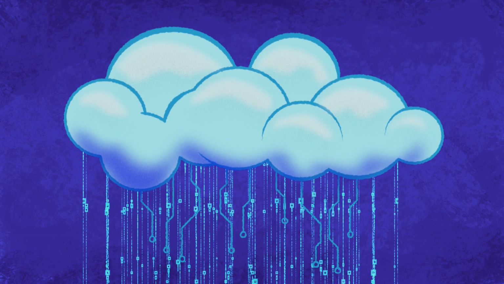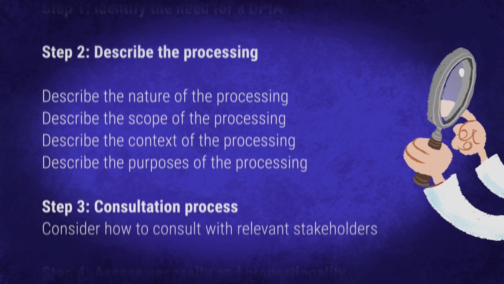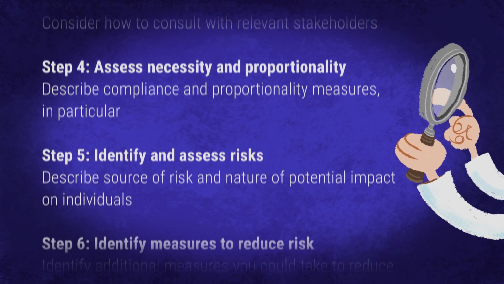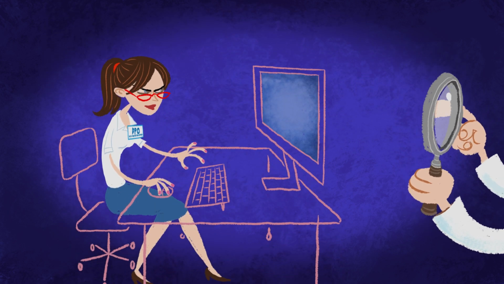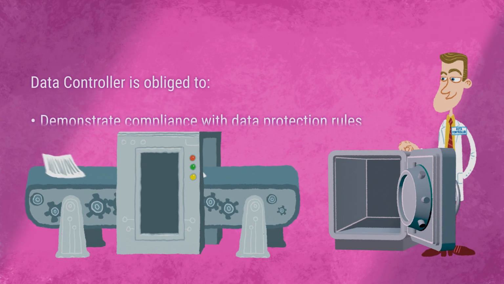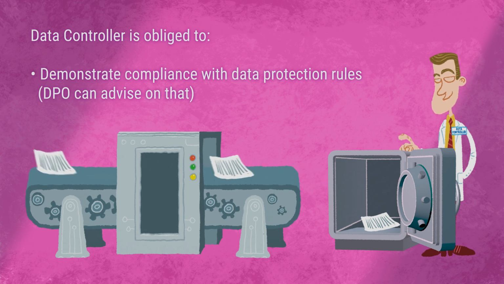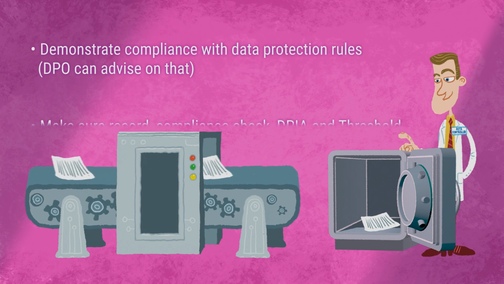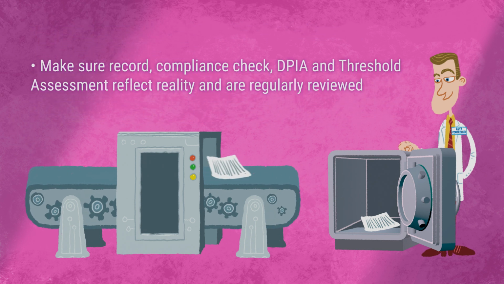The best way to know whether you're required to run a DPIA is via a threshold assessment, a list of criteria which helps you find out whether DPIA is required and/or by consulting the DPO. Data controller is obliged to demonstrate compliance with data protection rules, and here our DPO can advise on that. Make sure that record, compliance check, DPIA and threshold assessment are regularly reviewed.